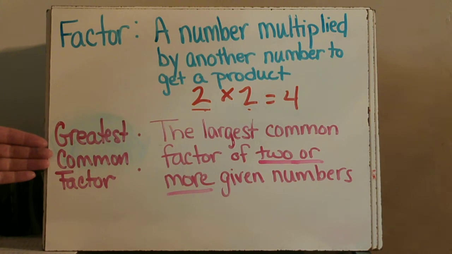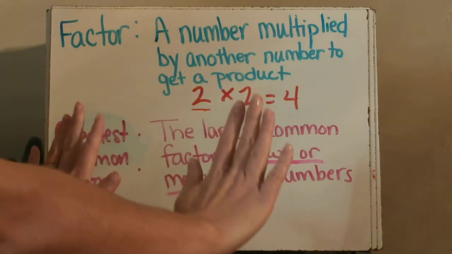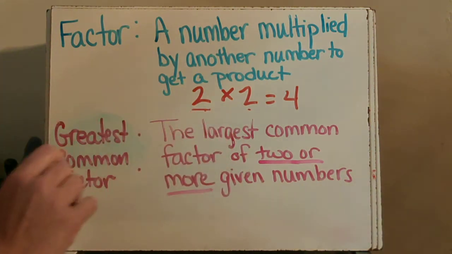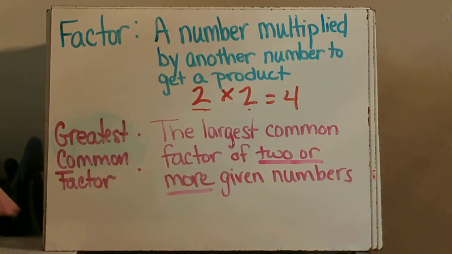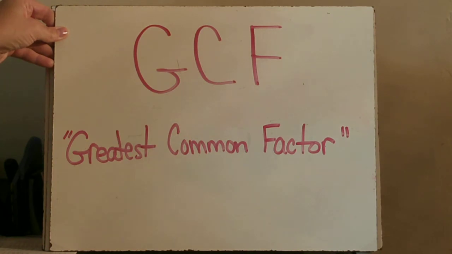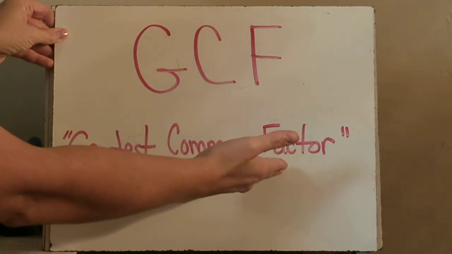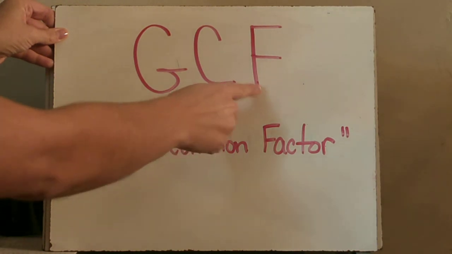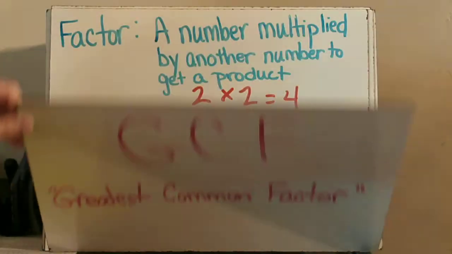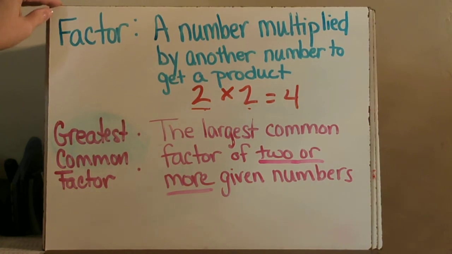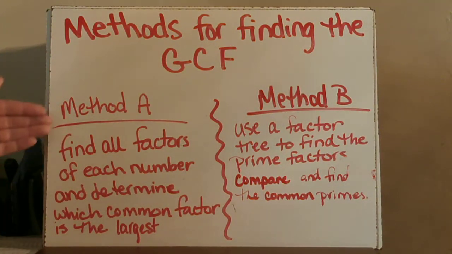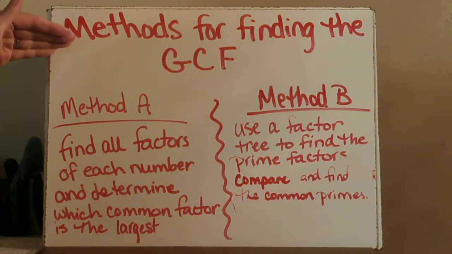So whenever you're asked to find the greatest common factor, you will always be given 2 or more numbers. Okay? So whenever you have two numbers and it asks for the GCF, then you know that you're looking for the greatest common factor, because GCF stands for greatest common factor. So when you see the letters GCF, you have two choices for finding the greatest common factor. You have method A and method B, and I will give you an example of each method. So methods for finding the GCF, greatest common factor.